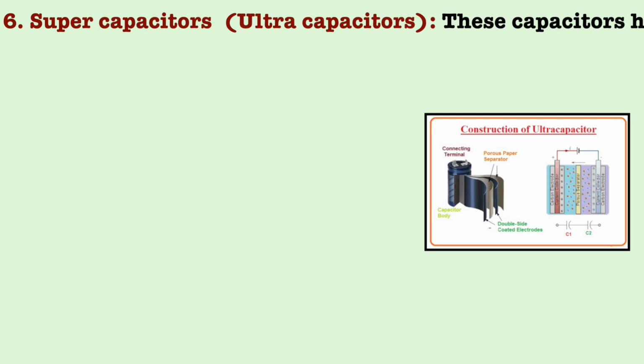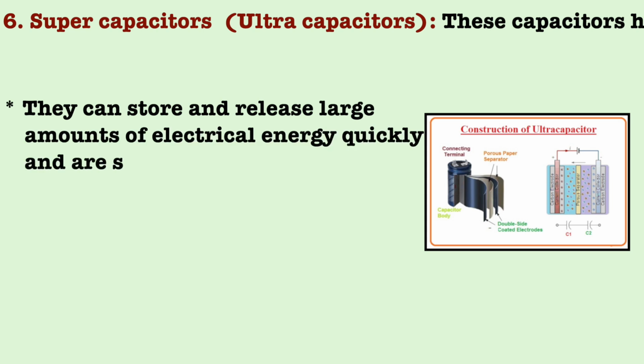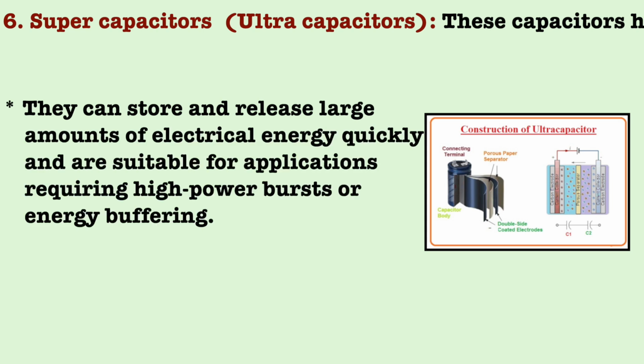Now we will discuss the supercapacitor, which is also called an ultra capacitor. These capacitors have very high capacitance value compared to traditional capacitors. They can store and release large amounts of electrical energy quickly and are suitable for applications requiring high power bursts or energy buffering.